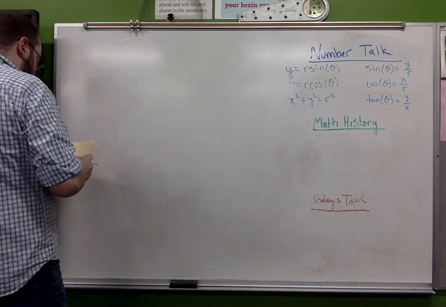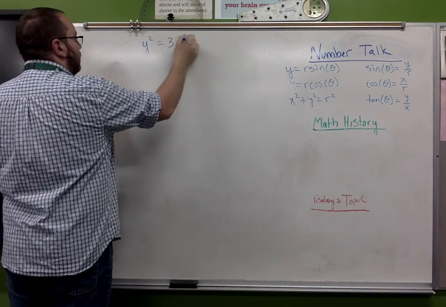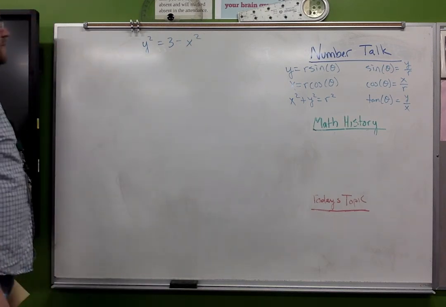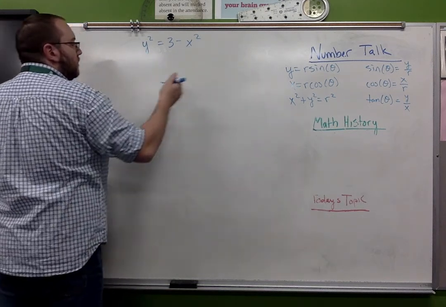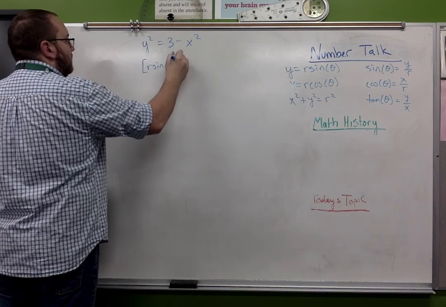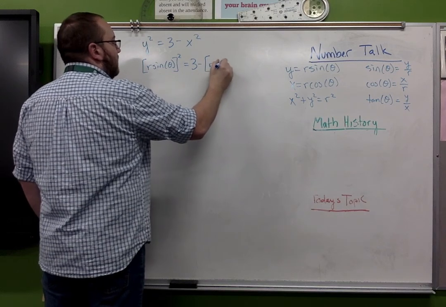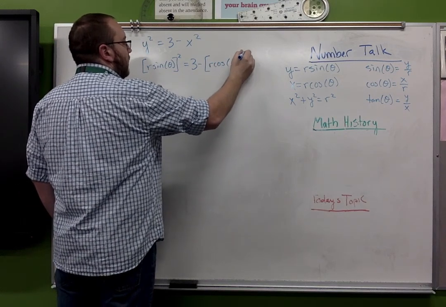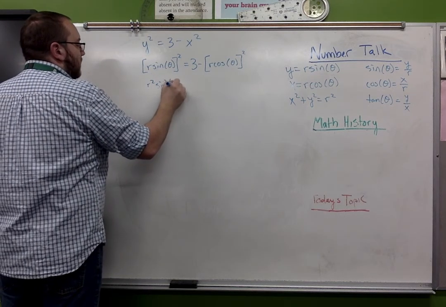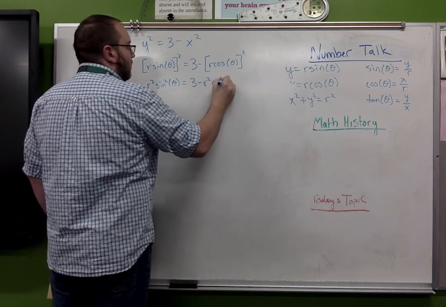Let's see here. Next one. There's a couple ways to do this. I'm going to show you the long way. I'll show you the short way. All right, so we can just start off by substituting here, right? So we have y squared. y is equal to r sine theta. So we have r sine theta squared is equal to 3 minus r cosine theta, that's what x is, squared. So then we have r squared sine squared theta is equal to 3 minus r squared cosine squared theta.